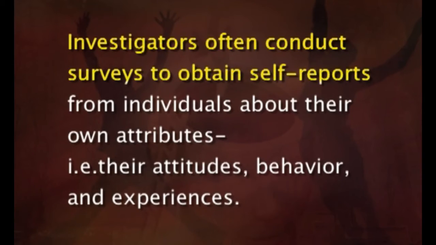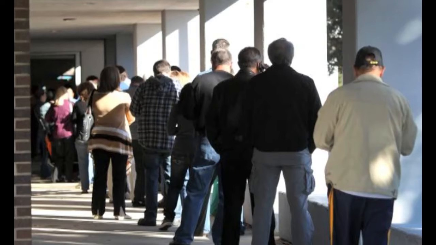Investigators often conduct surveys to obtain self-reports from individuals about their own attributes, that is, their attitudes, behaviors, and experiences. Information of this type enables investigators to discover the distribution of attributes in the population and to determine whether a relationship exists between two or more attributes of interest. One form of survey is the public opinion poll, which has become very common. Several organizations specialize in conducting surveys that measure the frequency and strength of favorable or unfavorable attitudes towards public issues, political figures, and candidates for office.